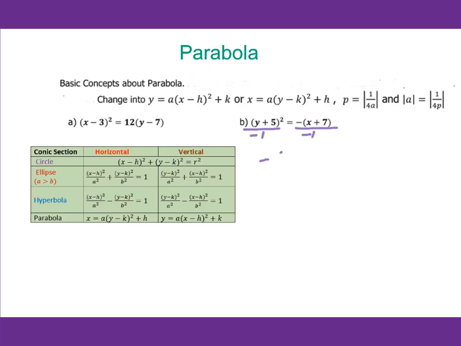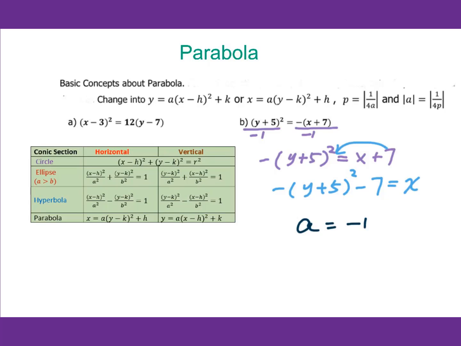For b, you will get x equals, still dividing by -1 on both sides. You will get negative y plus 5 squared equals x plus 7. Then subtract 7, move 7 to the other side. You got negative y plus 5 squared minus 7 equals x. And a equals -1, so p equals 1 over 4a. Do the absolute value, you will get 1 over 4.